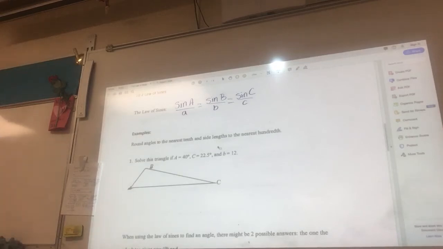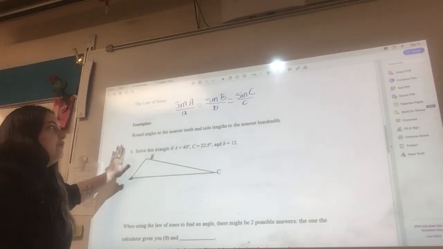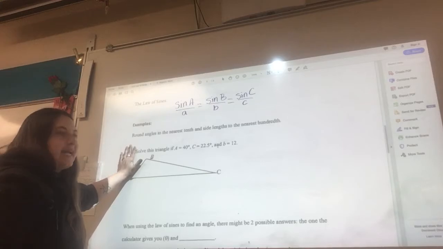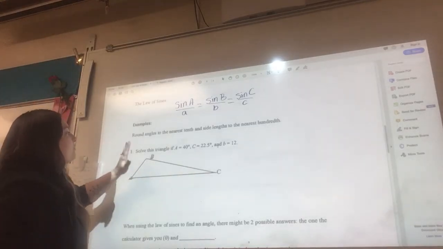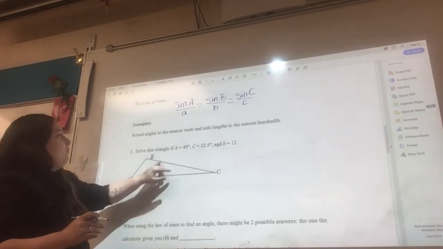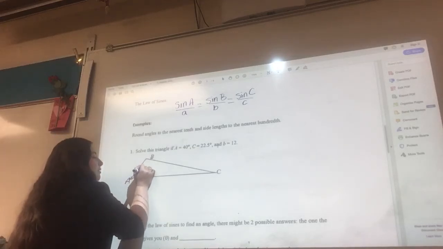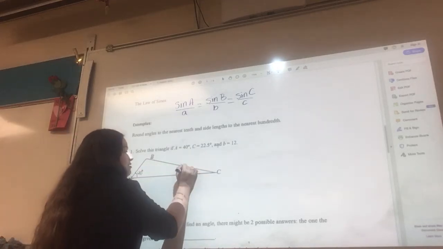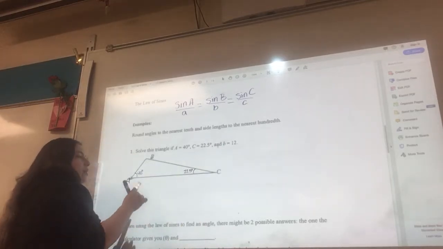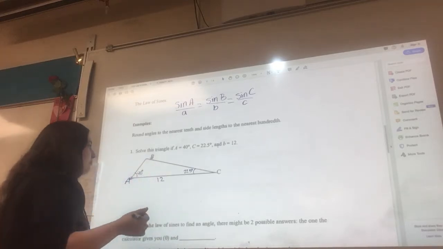So, knowing law of sines, we can now solve this triangle, and what we mean by solve this triangle is find all missing side lengths and angles. So first, when you're given a triangle, I know A is a little wonky, we need to put what's been given to us. So we have angle A as 40 degrees, angle C as 22.5 degrees, and little b as 12. Remember, little b has to be opposite of B, so this side is 12.